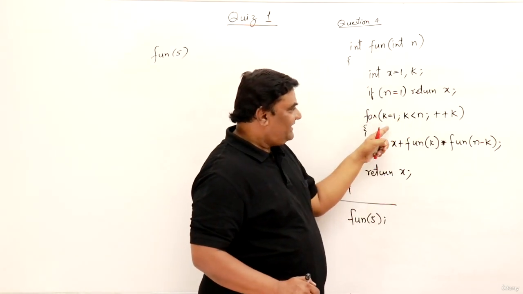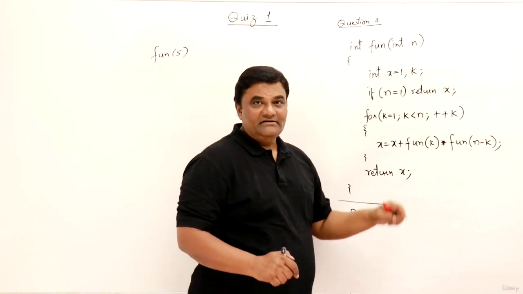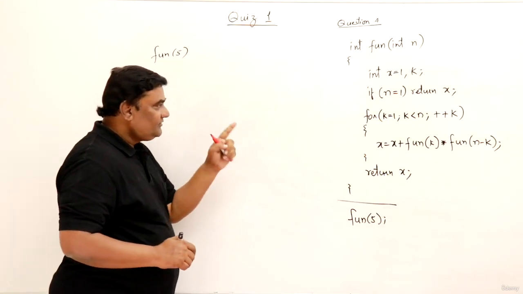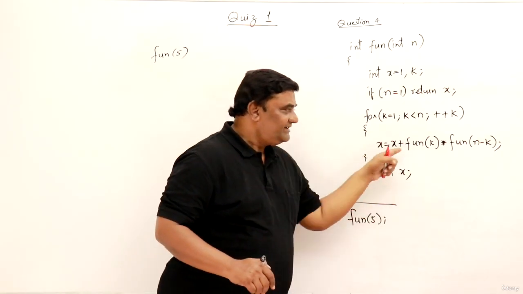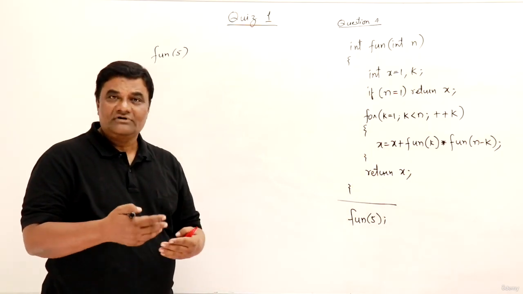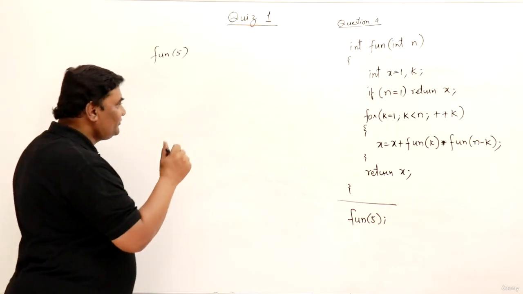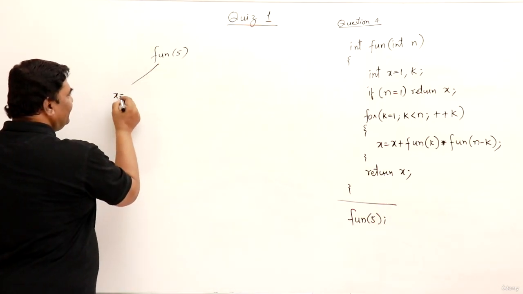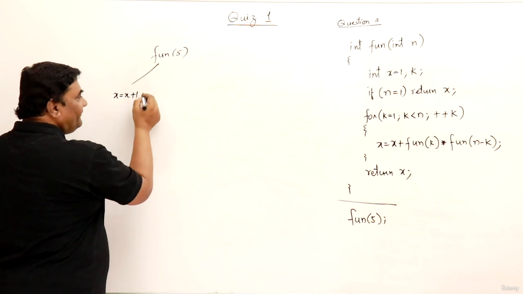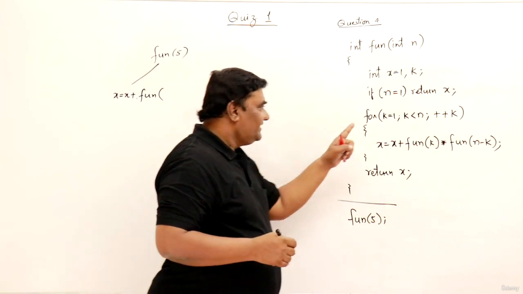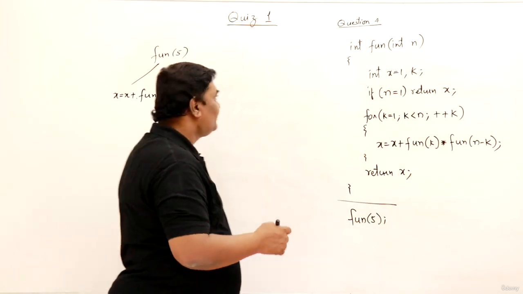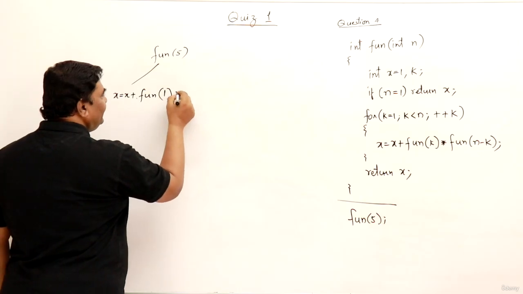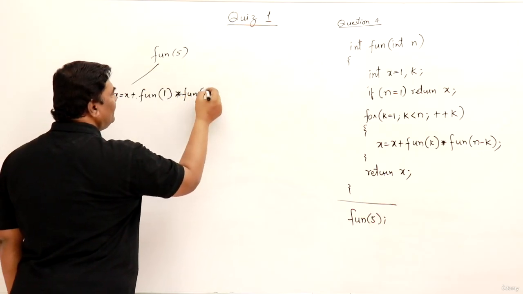Then for k assign 1 to less than n. 1 to less than n means 1, 2, 3, 4. So for k assign 1, 2, 3, 4, these statements are repeated. So many times they are repeated. So let us do it. This is x assign x plus what? First one. Fun of k, and k value is 1. So this is fun of 1 comma n minus 1. So what is n? 5. Fun of 1 into fun of 4.